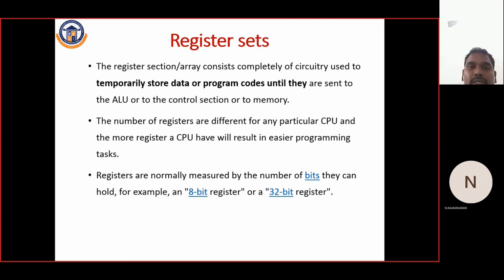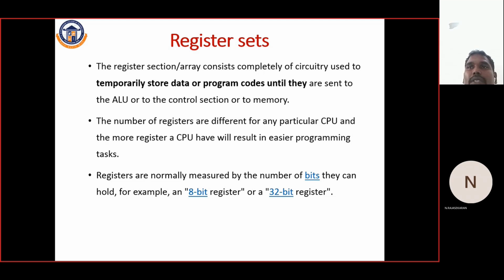Then register. This is another most important element in the microprocessor. The register section or array consists of circuitry used to temporarily store data or program code until they are sent to the ALU. So the register is the most important thing in the microprocessor, which can store data temporarily. The data is stored in the register first, and only then is it sent to the arithmetic logic unit, the control section, or the memory.